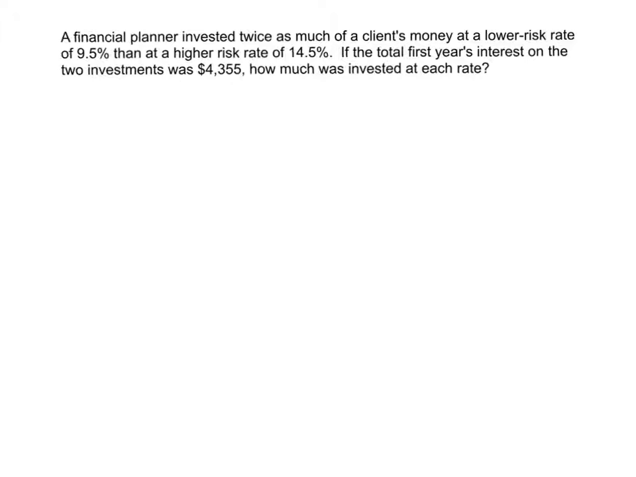Here's another example of a problem dealing with finances. A financial planner invested twice as much of a client's money at a lower risk rate of 9.5% than at a higher risk rate of 14.5%. If the total first year's interest on the two investments was $4,355, how much was invested at each rate?